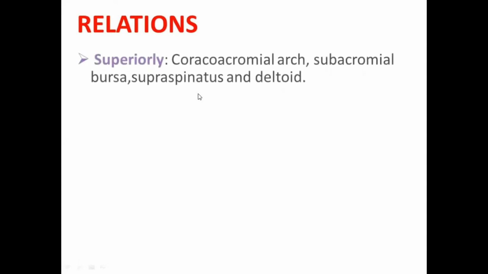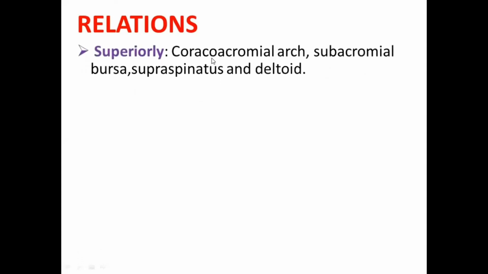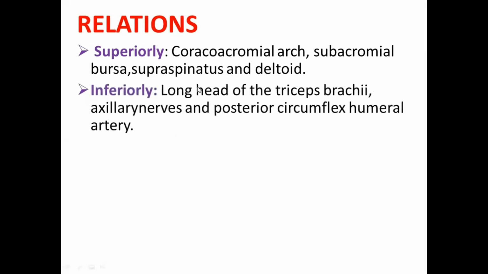Then we will see the relations. First, superiorly: coracoacromial arch, then subacromial bursa, supraspinatus, and deltoid muscles. These are the superior relations. Then we see the inferior relations. What are they? They are the long head of the triceps brachii, the axillary nerve, and the posterior circumflex humeral artery. Right? These are the inferior relations.